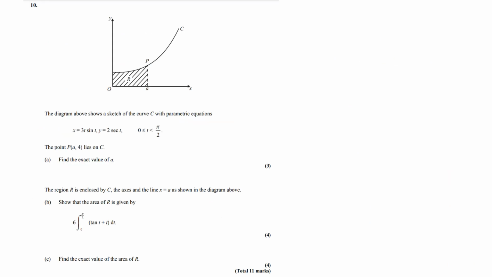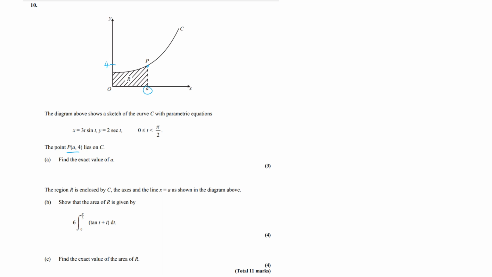In the advanced information, it does say trigonometric functions and area under curves. So this is an example of that type of question. We've got this curve given with the parametric equations in terms of t. So we know that P is a point on the curve that is A4, so the y coordinate is 4. So we're being asked to find the x coordinate.